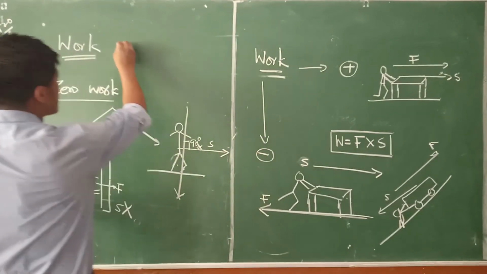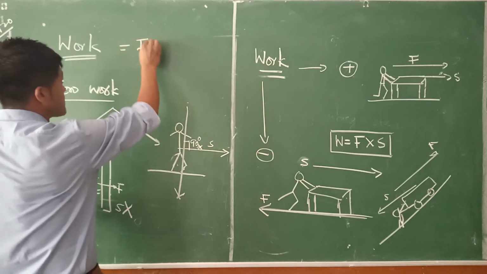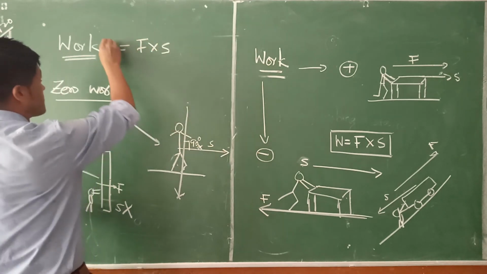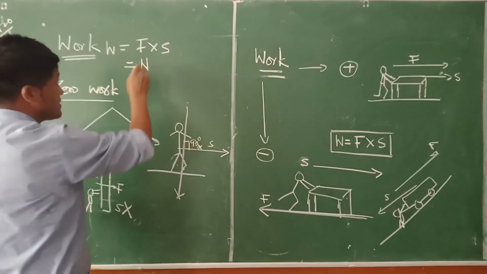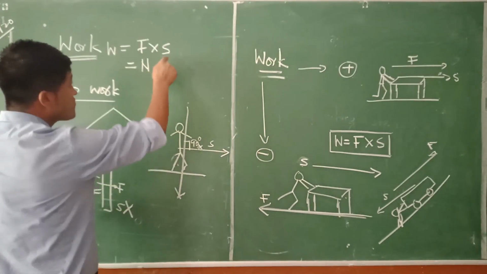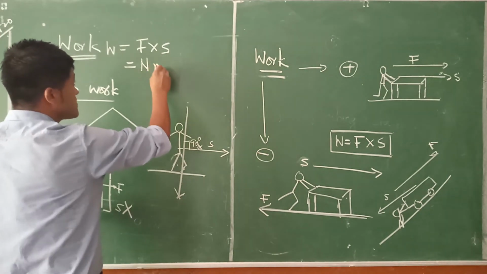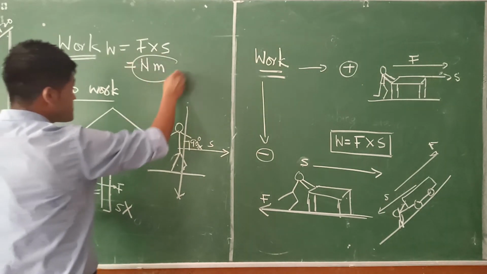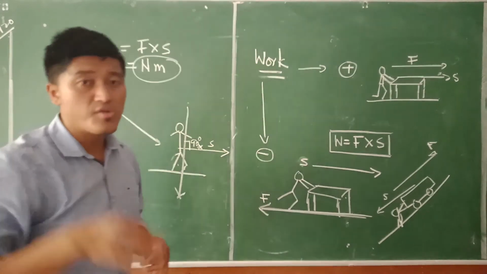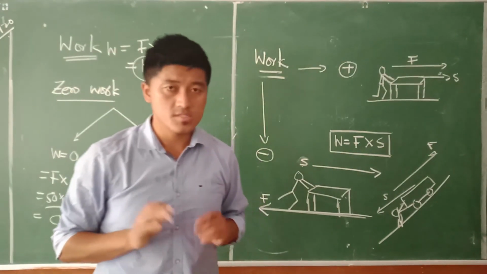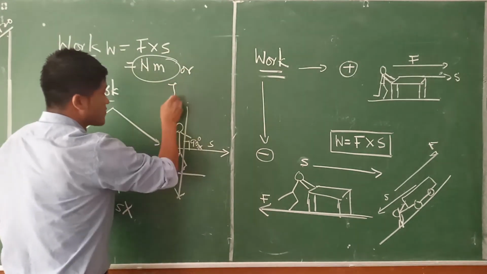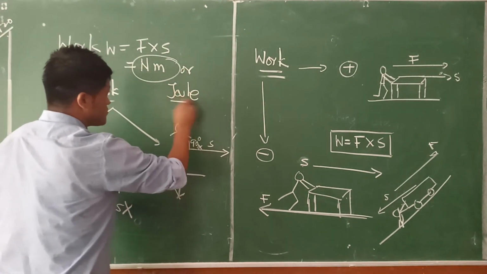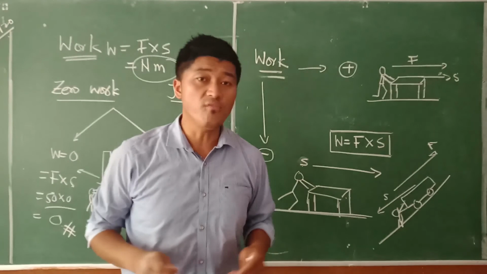But we also know that work done is force into distance, right? As I have written before. What is the unit of force? Newton. And what is the unit of distance? Meter. So Newton meter is the unit of work done. Is that clear? And we can also write joule as the unit of work done.